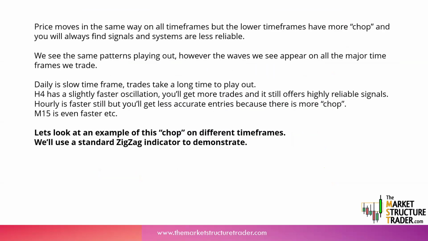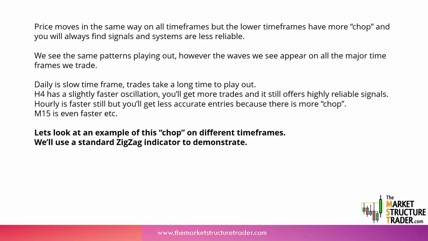So price moves in the same way on all timeframes, but the lower timeframes have much more chop. So there's much more movement up and down on the lower timeframes, and you will always find that signals and systems are less reliable on lower timeframes. And that's just because the market moves up and down a lot more on lower timeframes, which means that any indicator or system or strategy that you're using will tend to give you more signals. And the more signals you get, the more false signals you're going to get, and the lower your strike rate tends to become.